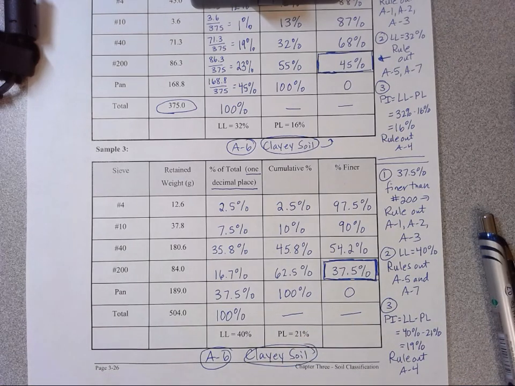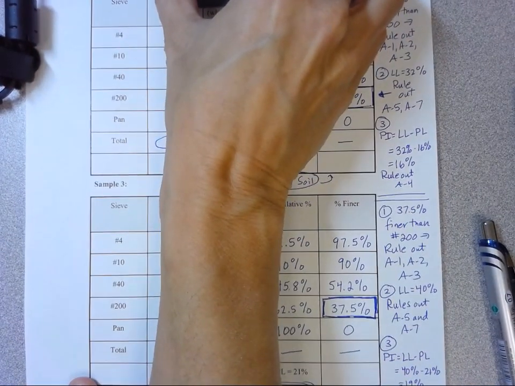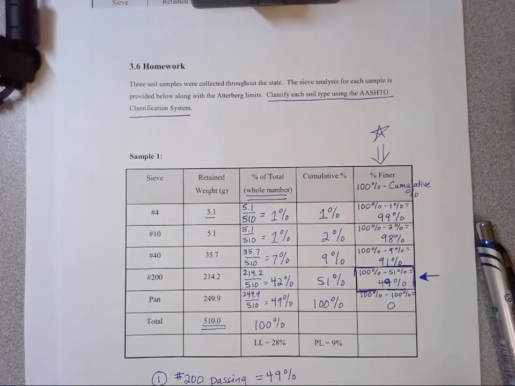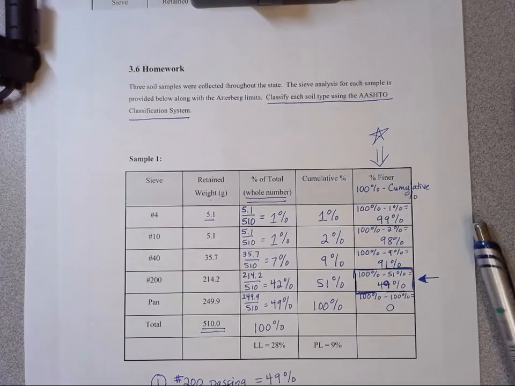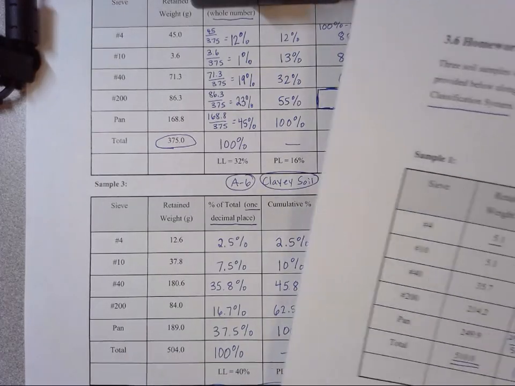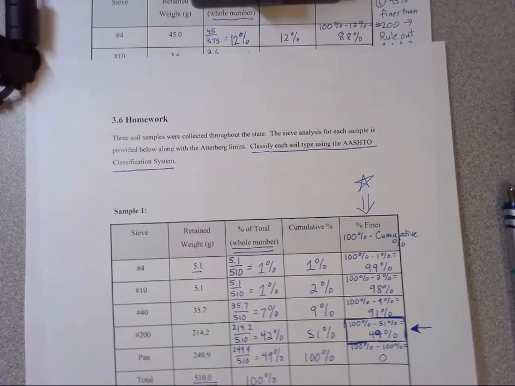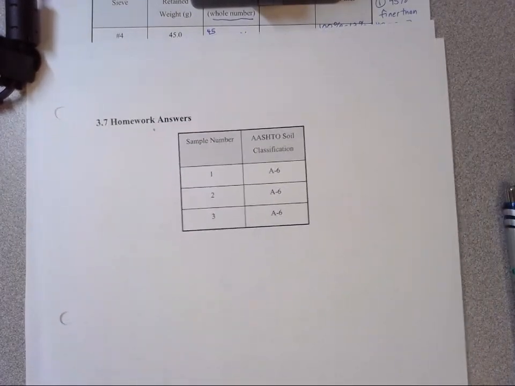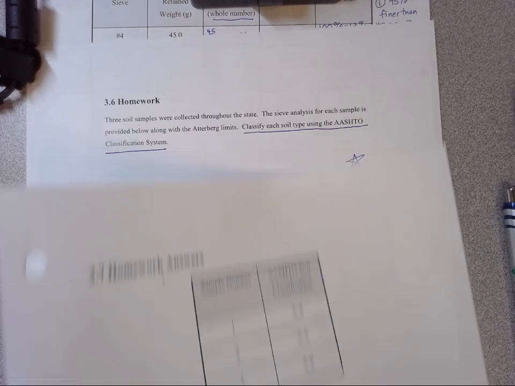Okay, so all of my samples for this are pretty similar. They're all that A6. They all have a similar percent fines than 200. Similar, liquid limits are a little bit different, but they're all getting you to that A6 in the end. And if you go ahead and look on your last page of your homework, you'll see that those are all A6. But this is how you get there.